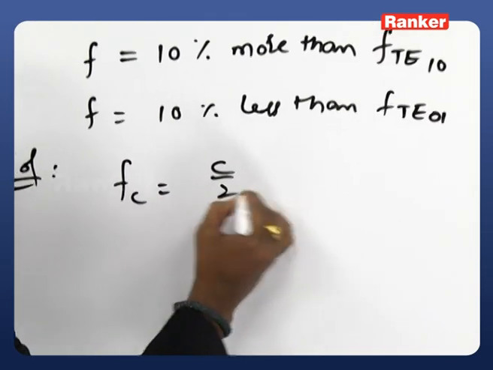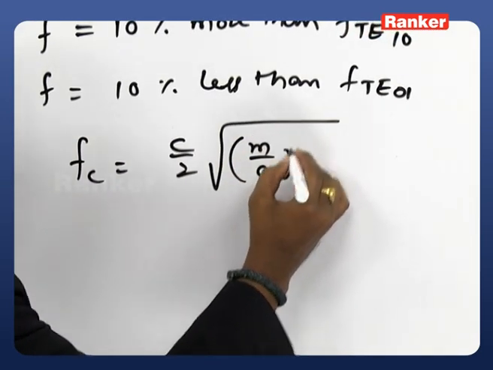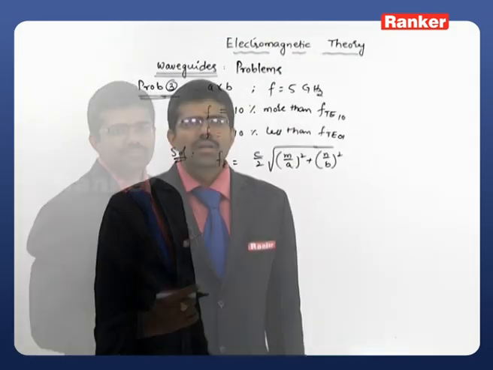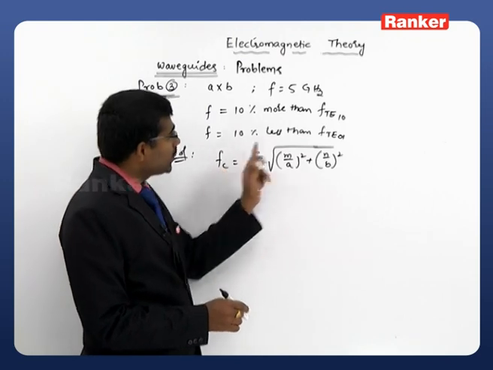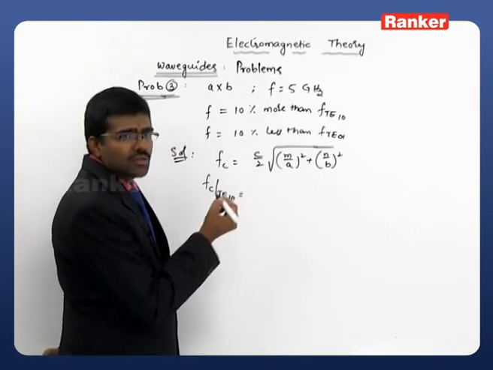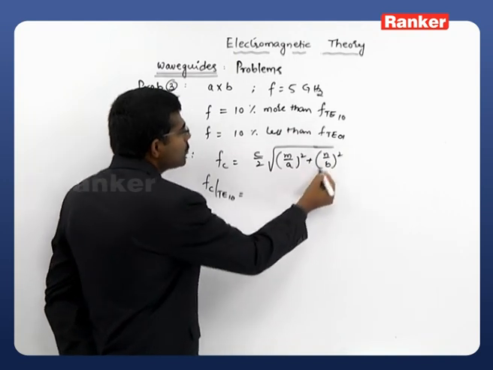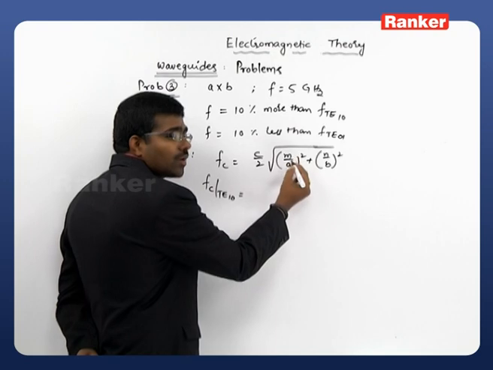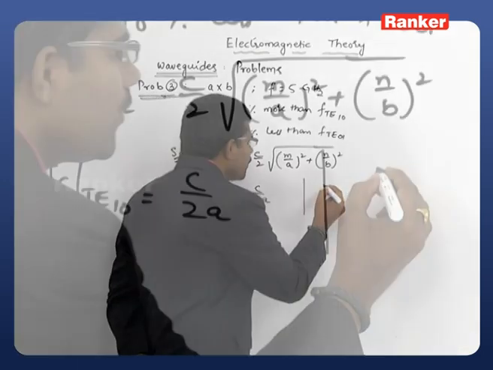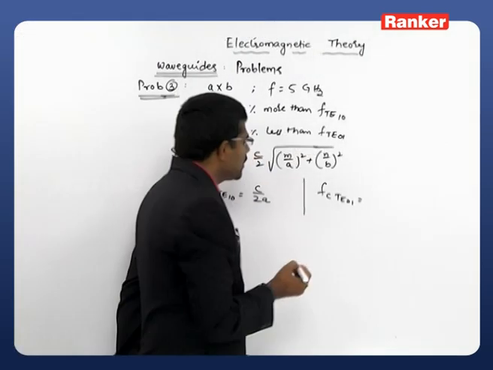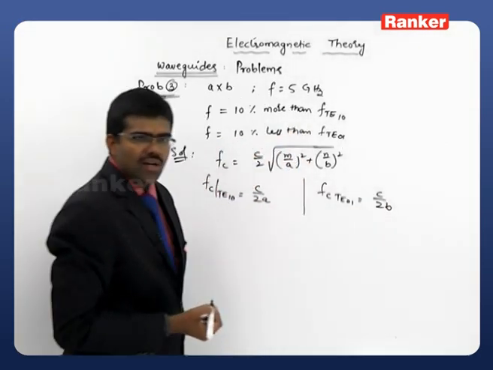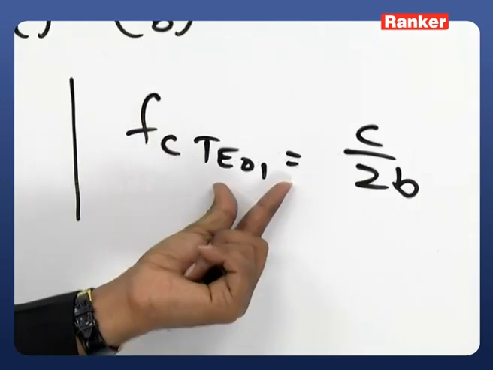Fc equals, this is the equation for Fc. Now I have to obtain the equations for the cutoff frequency of TE10 and TE01. For TE10, m equals 1, n equals 0. I substitute m equals 1 here, and n equals 0 means this term vanishes. If I substitute m equals 1, 1 by a square becomes a, so it becomes simply c by 2a. Similarly, what is the cutoff frequency of TE01? If you substitute 0 here, it is 1 by b square, b remains for us, so this is c by 2b. This is the cutoff frequency of our TE10, and this is the cutoff frequency of our TE01.